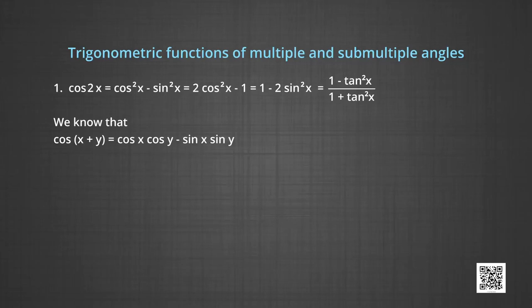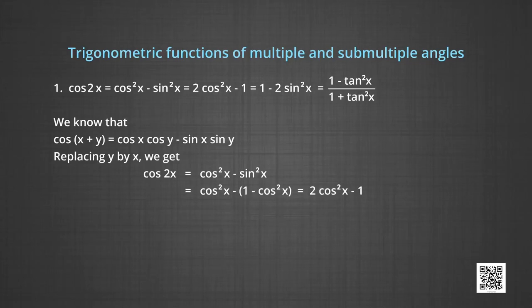Cos of x plus y is equal to cos x cos y minus sin x sin y. This derivation we have already done. Now, in this, replacing y by x, we get cos of 2x is cos square x minus sin square x. To express cos 2x in terms of cos x only, we replace sin square x in step 2 by 1 minus cos square x, which on simplification gives cos 2x equals 2 cos square x minus 1.